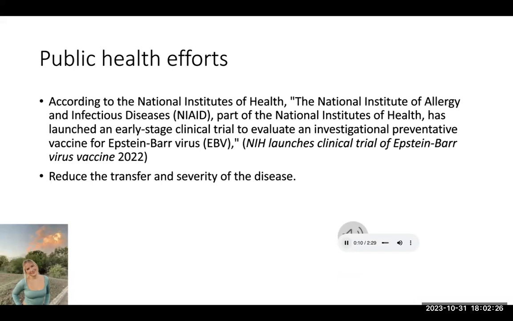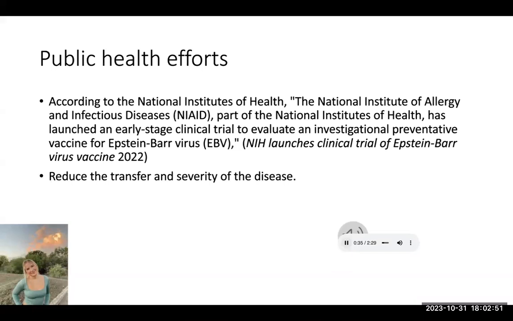The National Institute of Allergy and Infectious Diseases has launched an early stage clinical trial to evaluate a preventative vaccine for the Epstein-Barr virus. Leading this trial is Principal Investigator Jessica Dirk-Schock. The study will evaluate the safety and immune response of an investigational EBV vaccine.